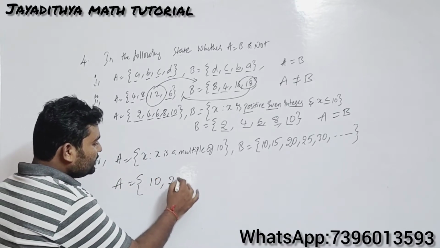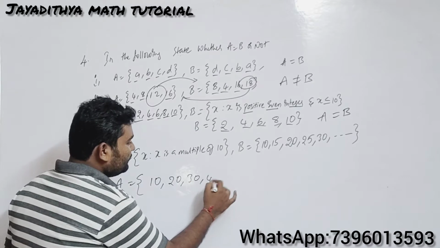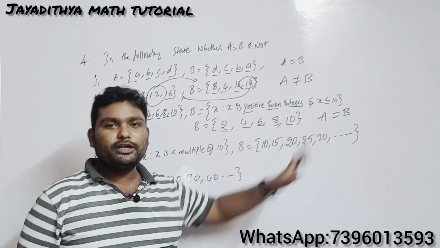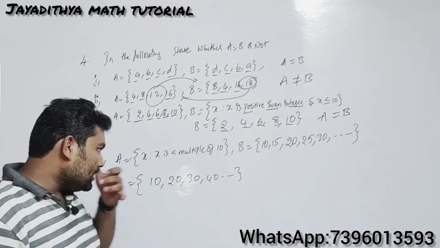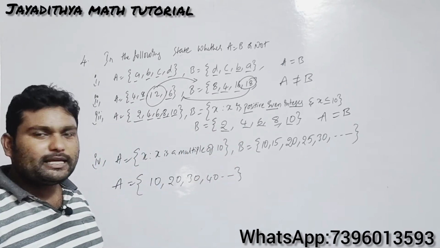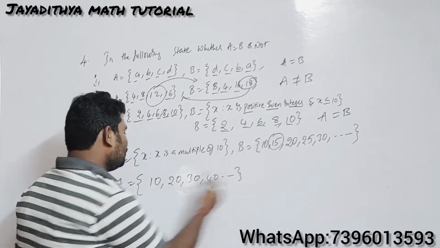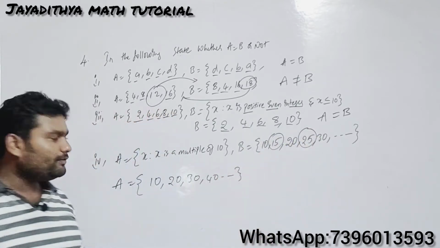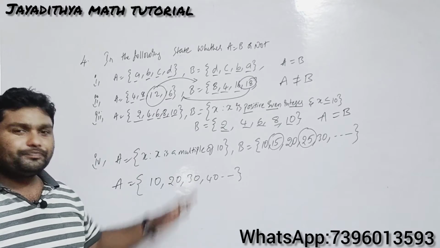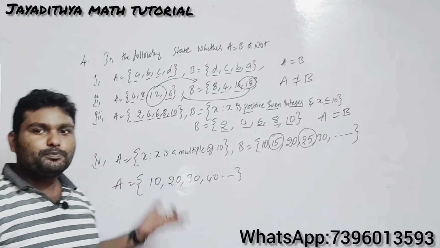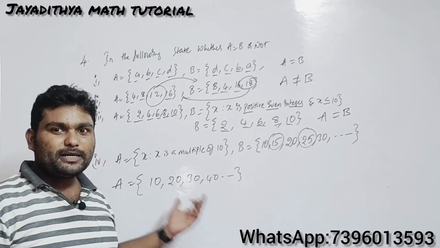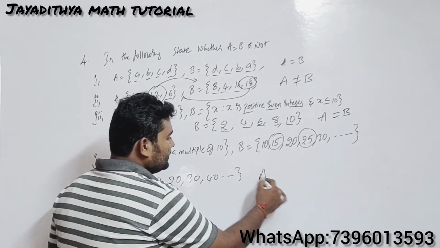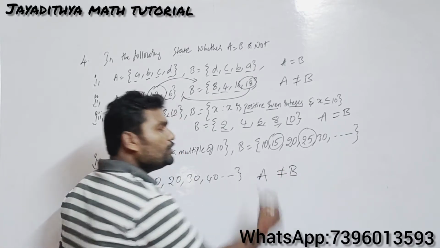That is 10, 20, 30, 40, and so on. And in B we have 10, 15, 20, 25, and so on. Clear now? So just by looking at them, you can easily say that you have 15 here, but you don't have 15 in set A, and you have 25 here, but you don't have 25 in set A. So each and every element is not present in both the sets. Elements in both the sets are not the same here. Therefore, A is not equal to B.